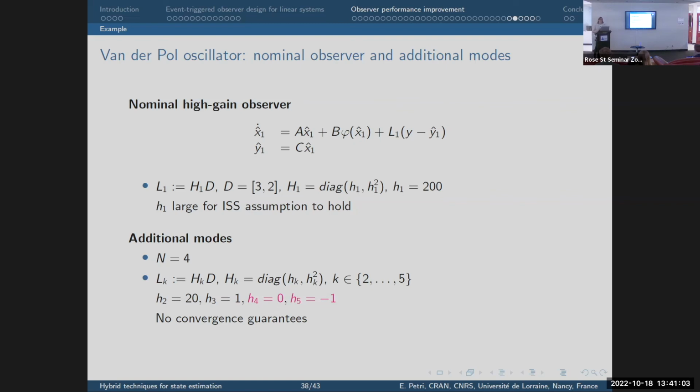And note that for all these choices of high gain parameters, we have no guarantees that the estimation error produced by these additional modes is converging. And we don't have guarantees that an input to state stability property is satisfied for these modes. However, we ran some simulations and we saw that the first two choices produce a converging observer, converging estimation error, while the other two do not.